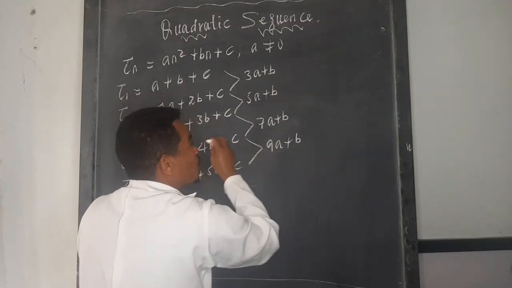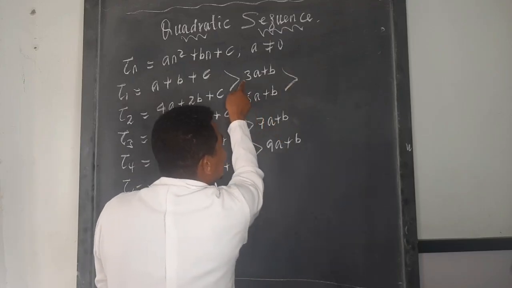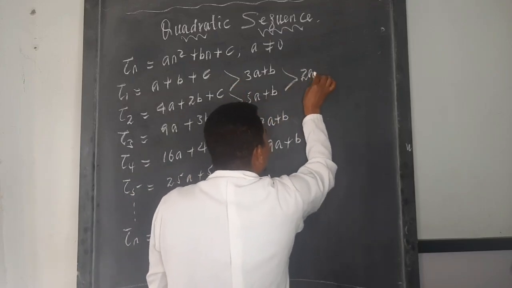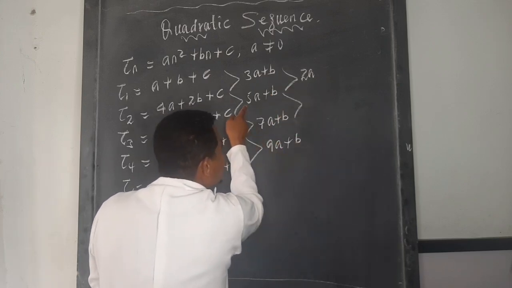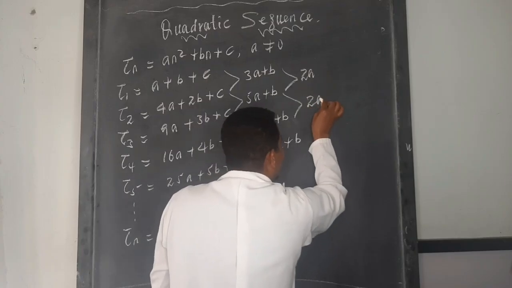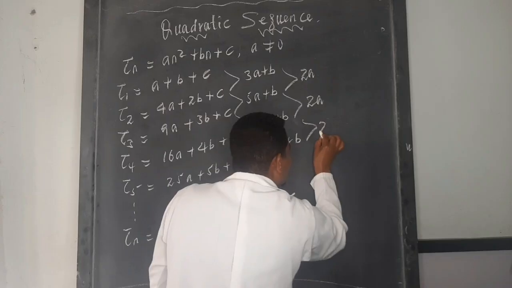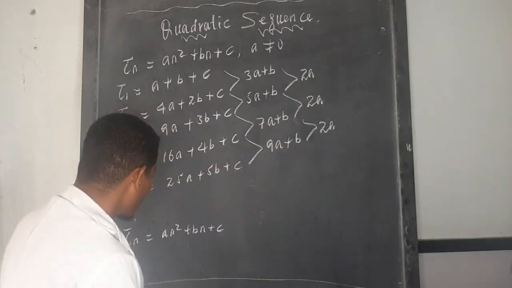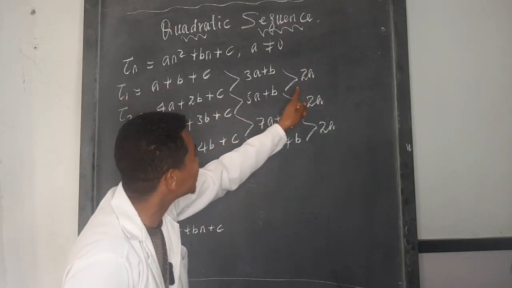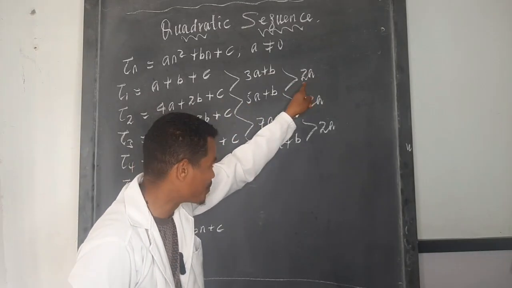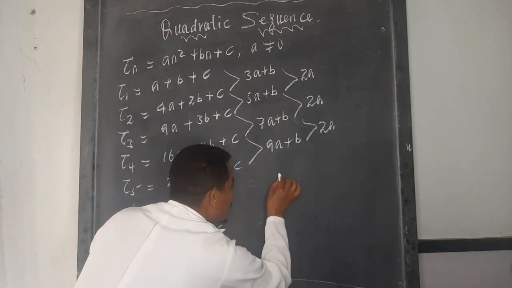Let's go to the next, or the second difference. 5a minus 3a is 2a, b minus b is 0. Again, 7a minus 5a is 2a, and 9a minus 7a is 2a. So for finding the constant difference, at which difference did we find it? It is the second difference. That is from this one.